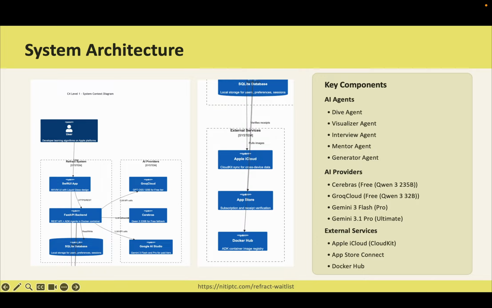The AI runs Qwen3 and Groq Cloud for free users, Gemini 3 Flash for Pro users, and Gemini 3.1 Pro for Ultimate users, as tokens are so expensive these days. The backend uses Google ADK with Docker for agent orchestration as of this time of development, but I'm going to deploy it onto Google Firebase Firestore when it's ready.